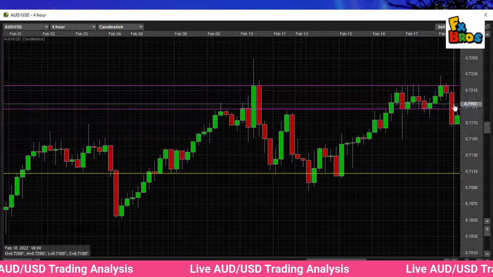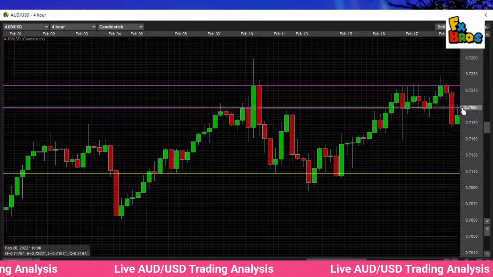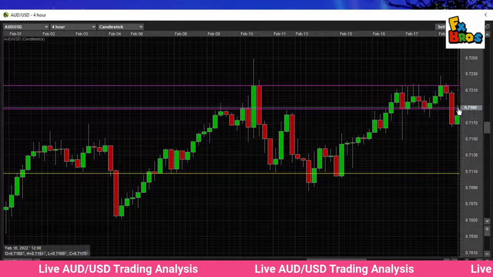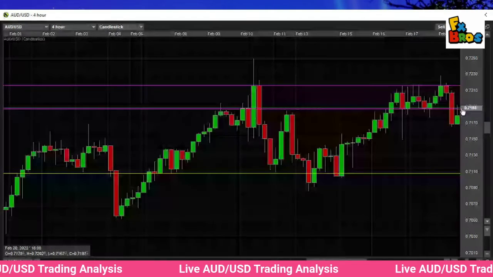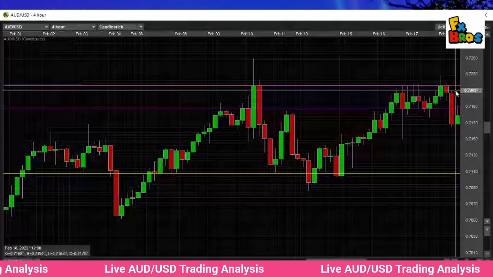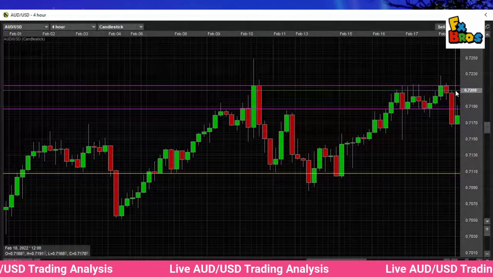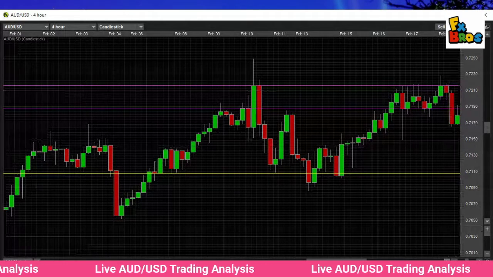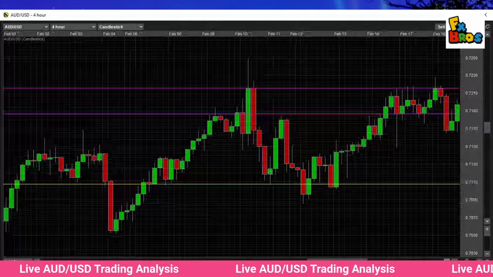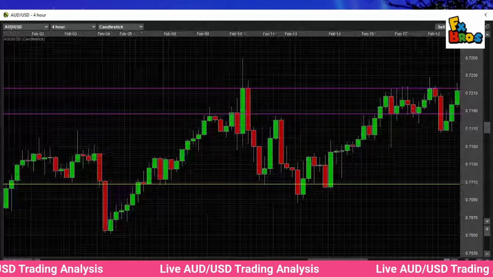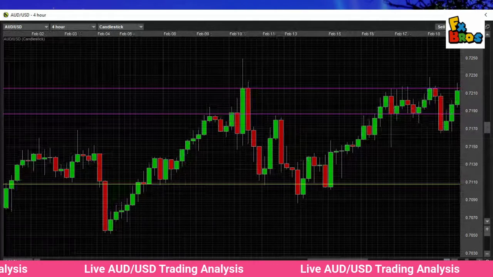I'm going to take sells at, let's say, 71.90, stops at 71.88... 08. So we got a 20 pip stop loss. So let's see what price does. Moves up, takes us out.